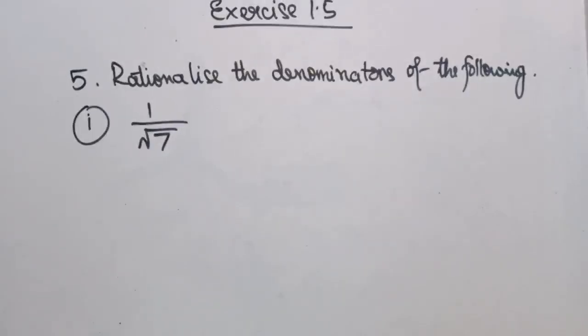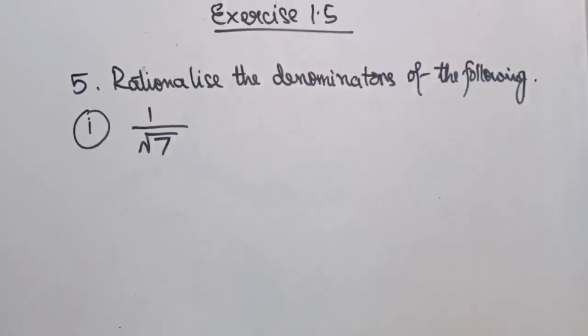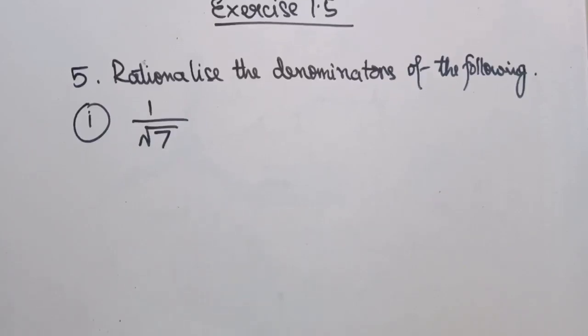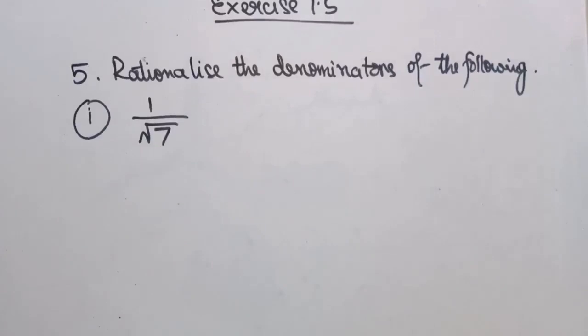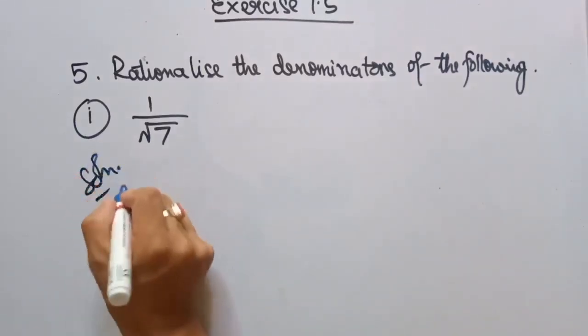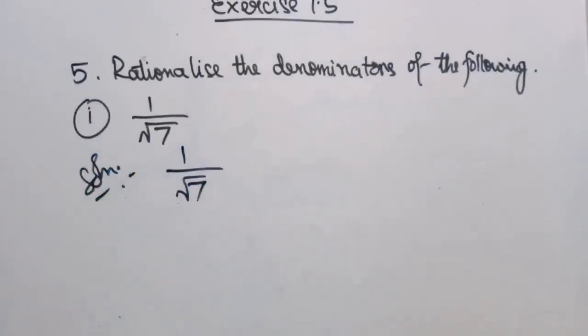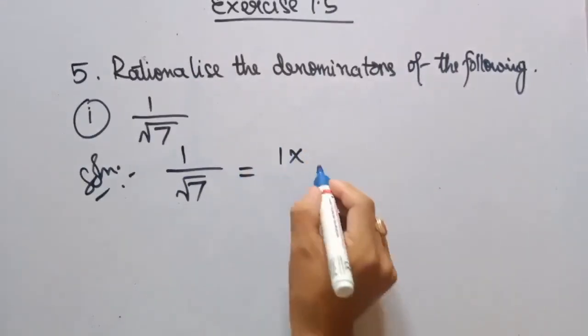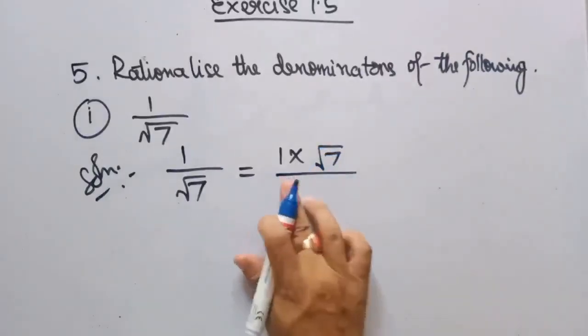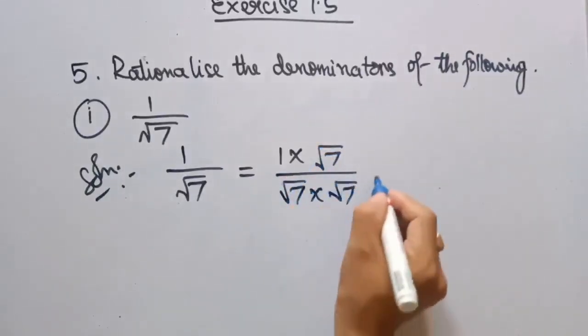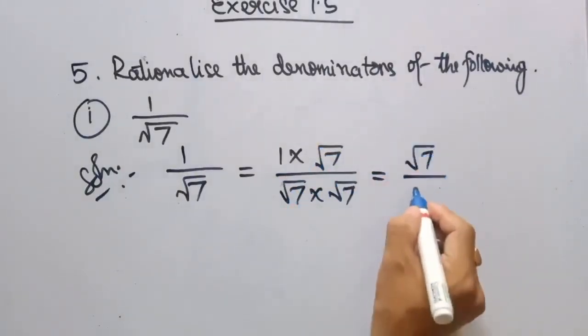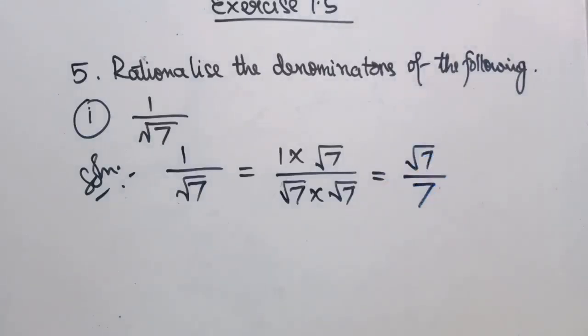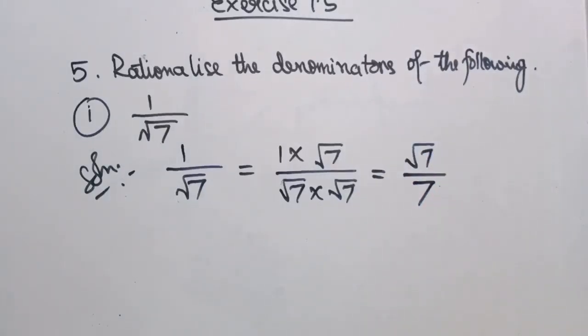Next, exercise 1.5, question number 5, rationalize the denominators of the following. Roman number 1, 1 by root 7. So here we are to rationalize the denominator of the number 1 by root 7. So solution, to rationalize this number, we have to multiply both the numerator and denominator of this number by the rationalizing factor of root 7. That is, we have to multiply by root 7. 1 root 7 into root 7 equal to root 7 by root 7 into root 7 is 7. So the denominator becomes a rational number, so the final answer will be root 7 by 7.